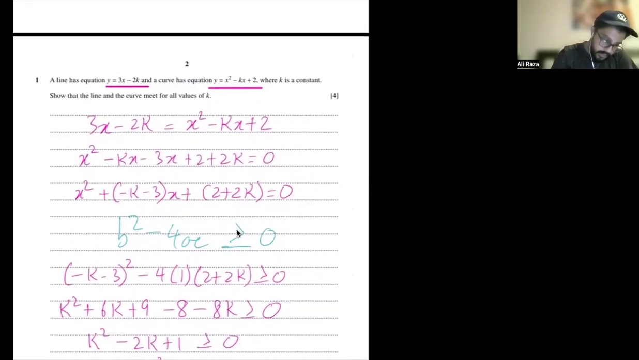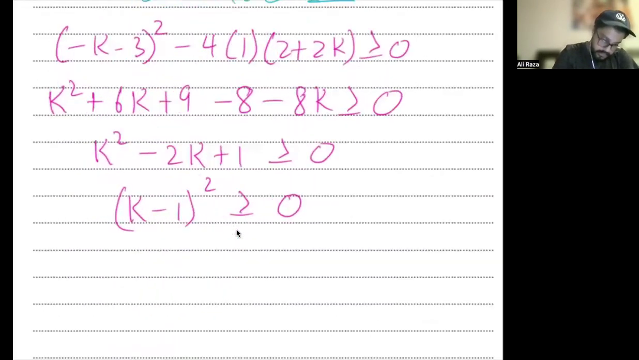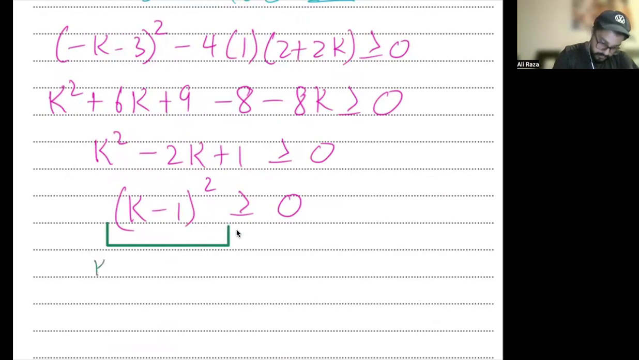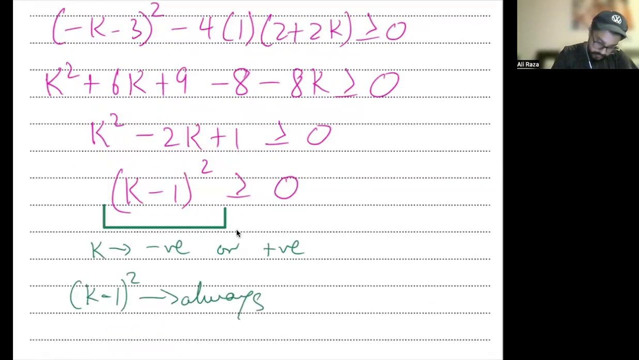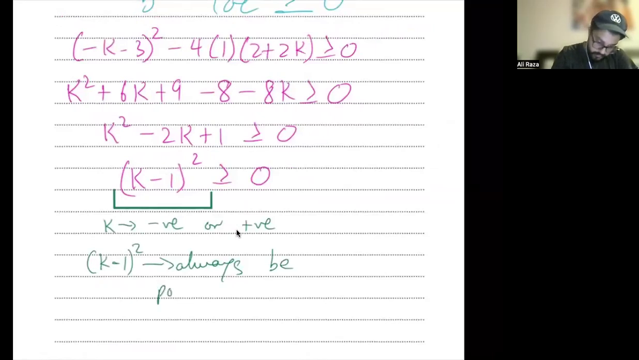Now we need to prove that the line and the curve meet for all values of k. So in this bracket, whether k is negative or positive, k minus 1 whole squared would always be positive and greater than or equal to 0.